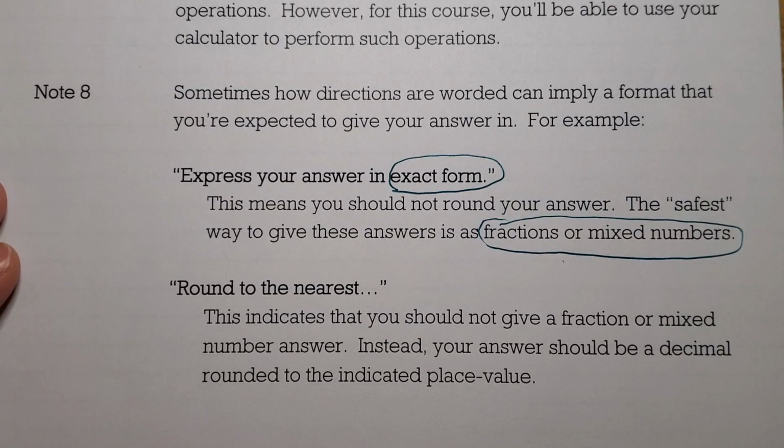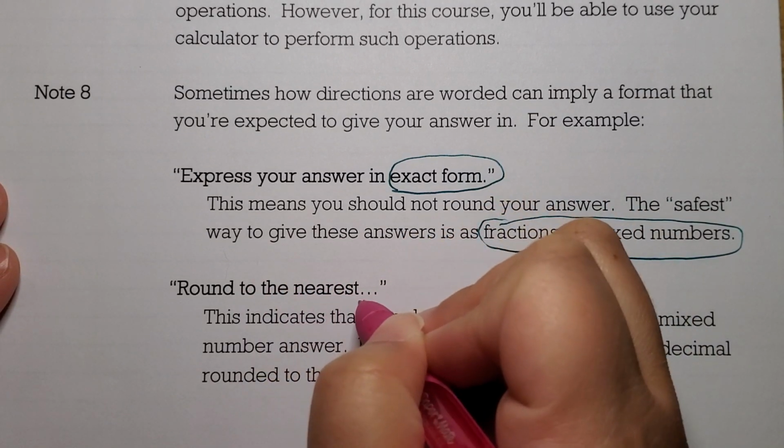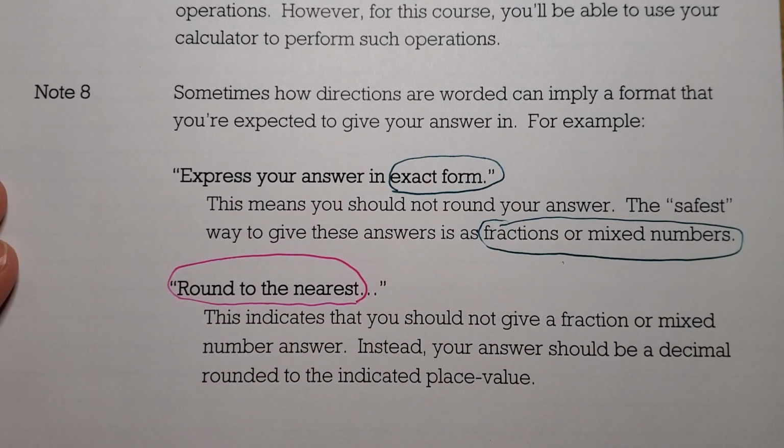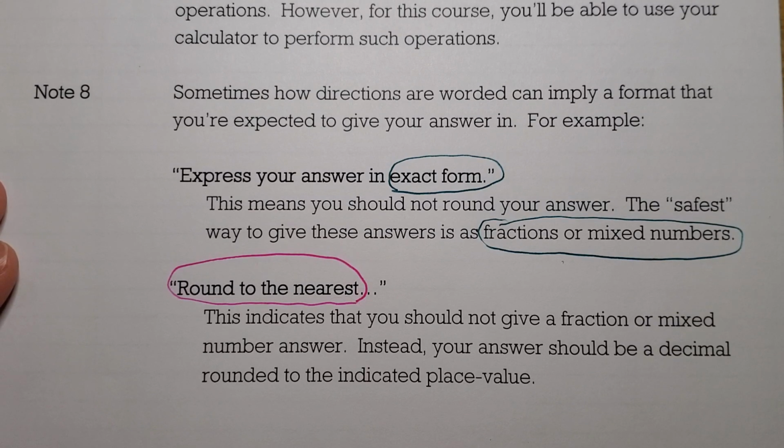However, if in the directions for a problem you see something that says round to the nearest hundredth or round to the nearest tenth, that means that your answer should be a decimal. That means you don't want a fraction or mixed number answer. You don't want it to be precise. You want a rounded value.